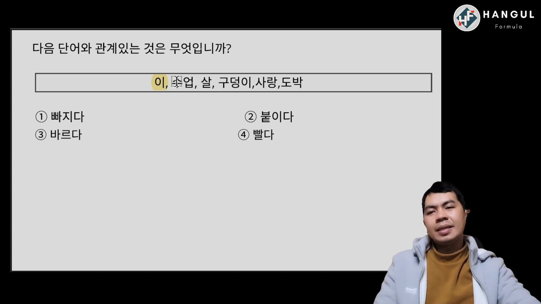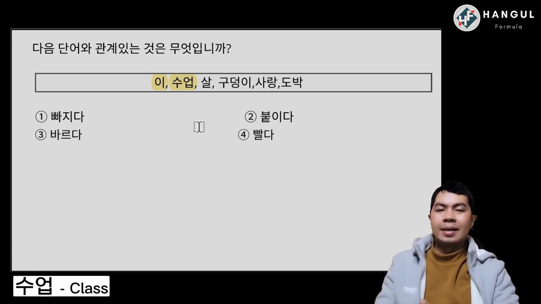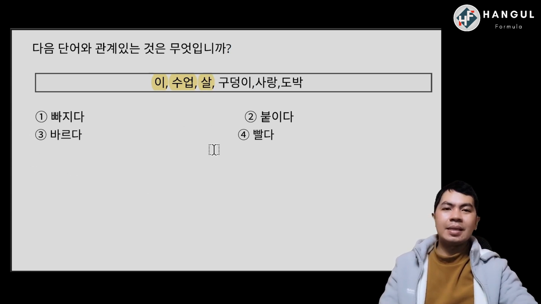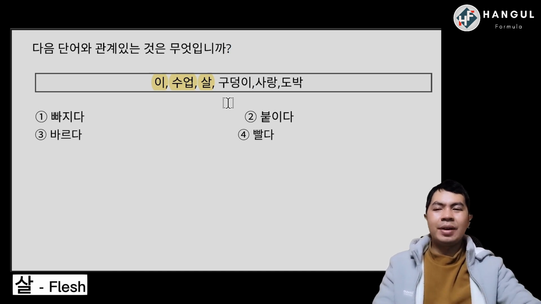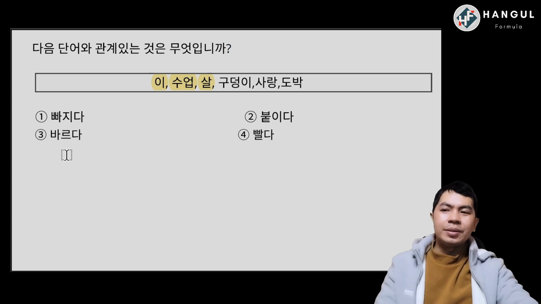And, next, guys, suop. Suop is yung class. It's about studying. Klase. So with suop, meron ba kayong word na pwedeng i-relate dyan sa nasa choices? Okay? And then, sal. This is not rice. Sal is yung flesh natin, or laman. So, pwede na bang sagutan, knowing these three? Kung alam natin kung ano yung mga nasa choices.